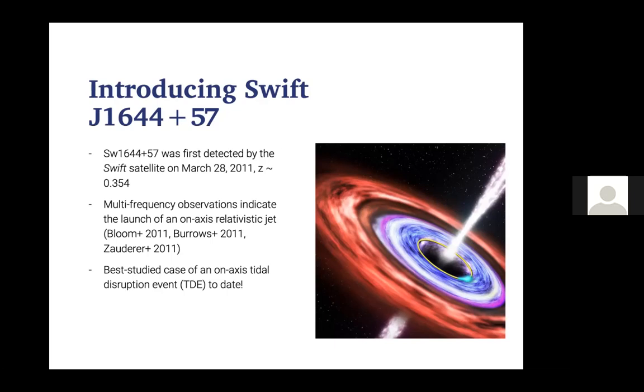And people were very confused by this, and all the astronomers scrambled to point every telescope in the sky that we had available to it. And what we ended up seeing was the first radio detection of a TDE, and people realized what happened was this TDE occurred, and it launched an on-axis relativistic jet directly toward Earth, and that was what we picked up, and that's why it was so honking bright. That's where all this radiation was coming from. And it's the best studied case of an on-axis tidal disruption event to date.